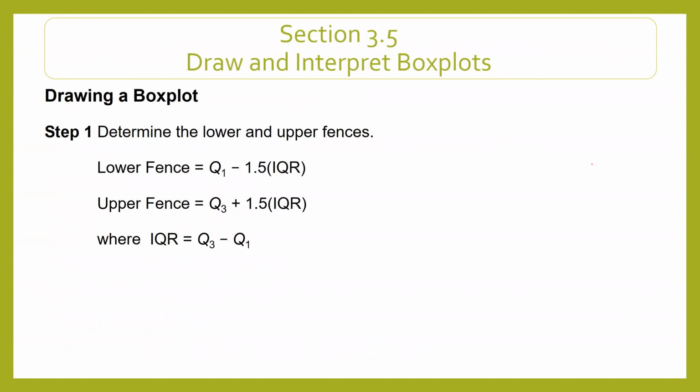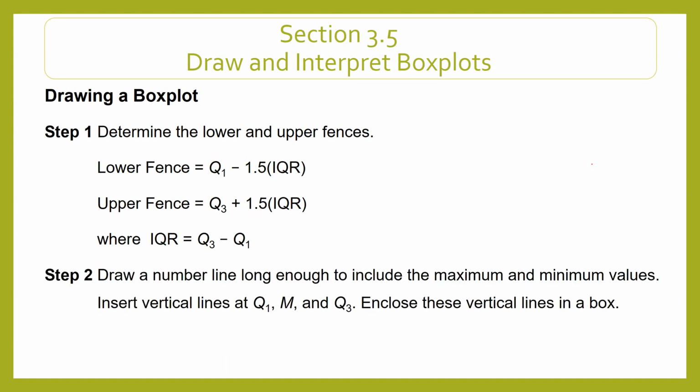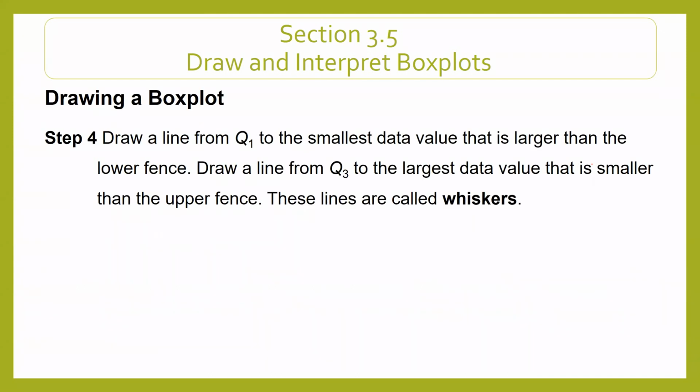How do we draw box plots? The good news is that once we have the 5-number summary, we can draw the box plots. First, determine the lower and upper fences. We need that. Okay, I just recall the formula. Then draw a line long enough to include the maximum and the minimum values. Insert vertical lines at Q1, M, and Q3, and close this vertical line in a box. Label the lower and the upper fences.